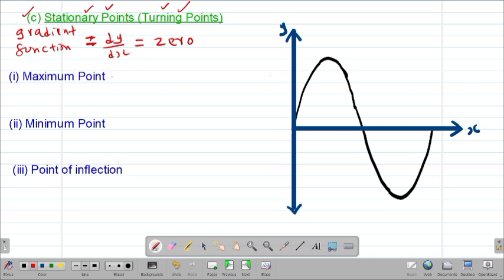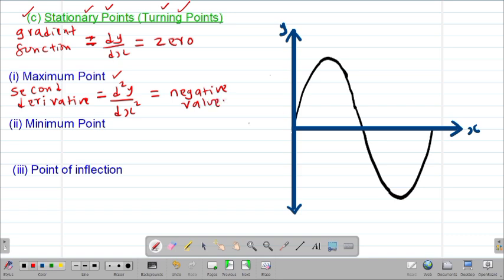The first one is what we call a maximum point. Now, at the maximum point, the second derivative, which is always written as d squared y over dx squared, will always be equal to a negative value. This one will always give you a negative value.